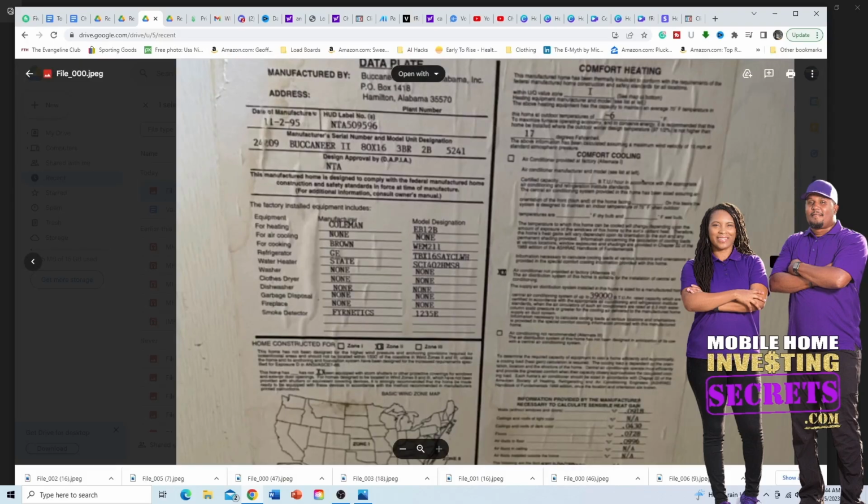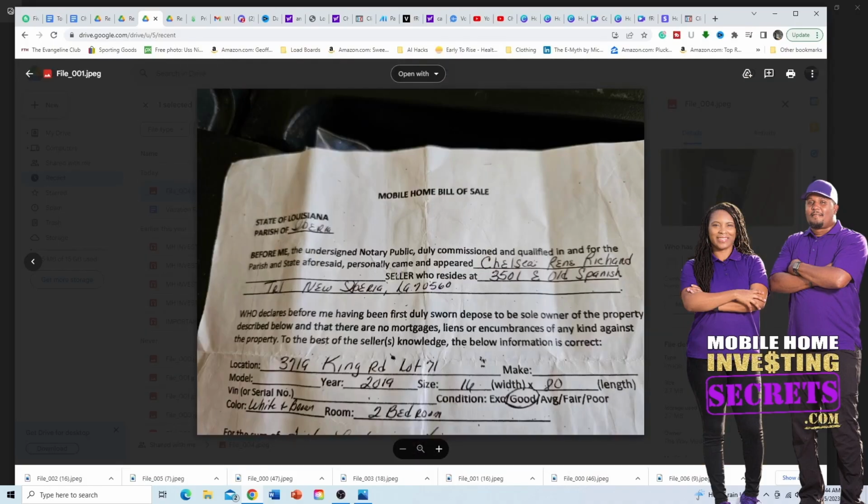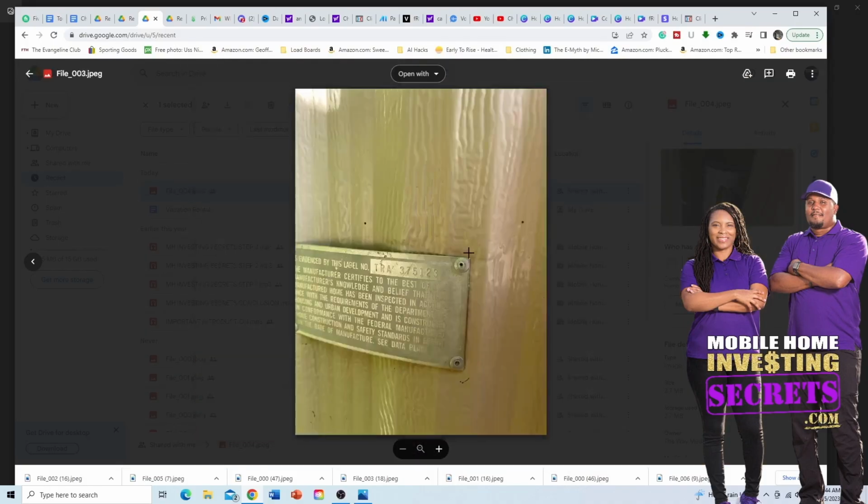We're going to look at a title also. You want that to match the label on the outside of the home, and you're looking for the same HUD label on the outside of the home. Let's see if we can get that information. Here we go.